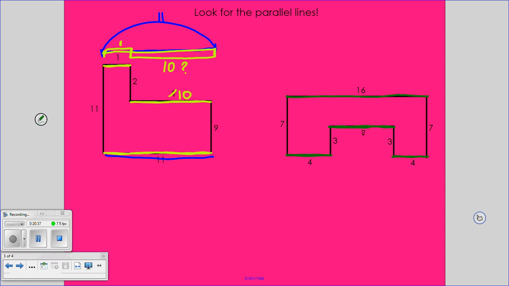Somebody raise your hand. Now that I've got my parallel lines darkened, what's going to be my next step? I found all my parallel lines. Now what do I do? Savannah, what do I do now? Now you take the biggest parallel line, which is the 16. Beautiful.